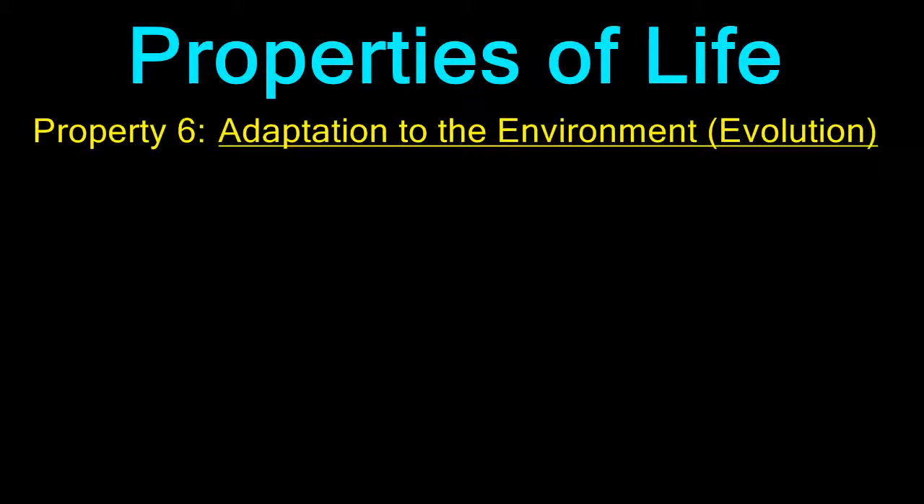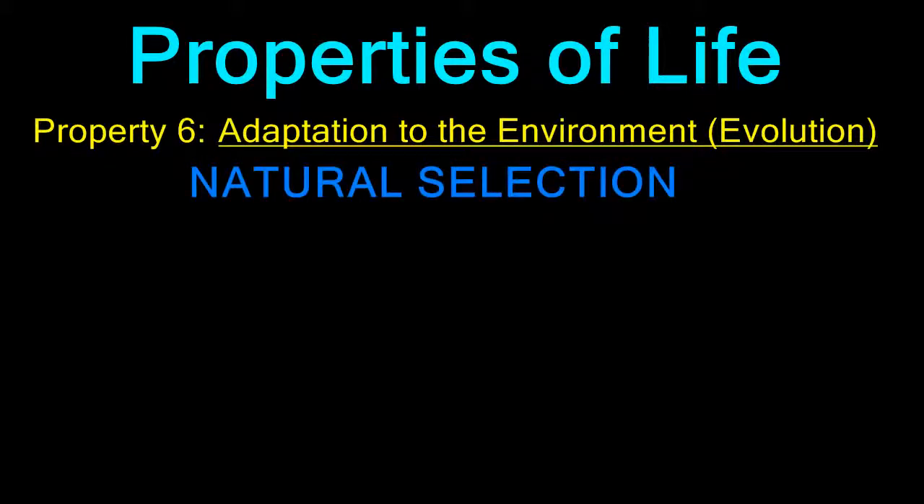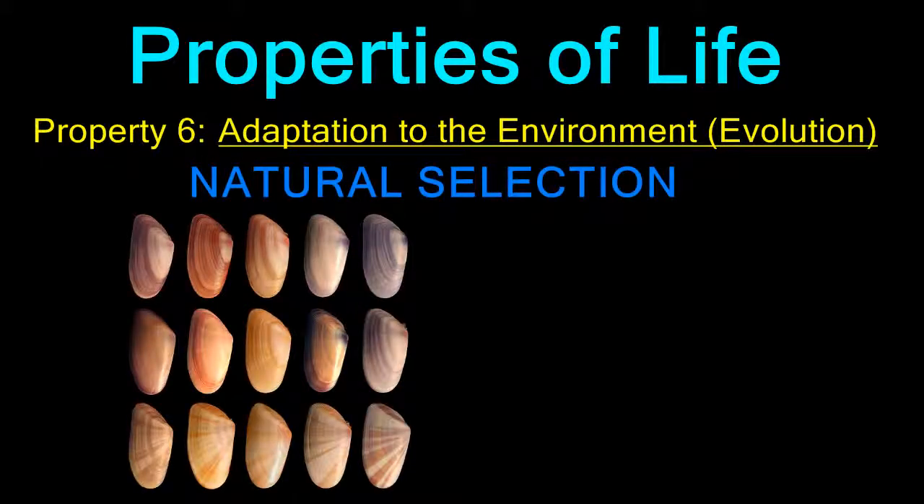Evolution occurs by a process of natural selection. Natural selection does not work on an individual basis, but rather in a population of individuals. Take these clams, for instance. They're all members of the same species, yet you can see that each of these individuals has different characteristics that make them unique. These differences are called variations, and they're based in our DNA.